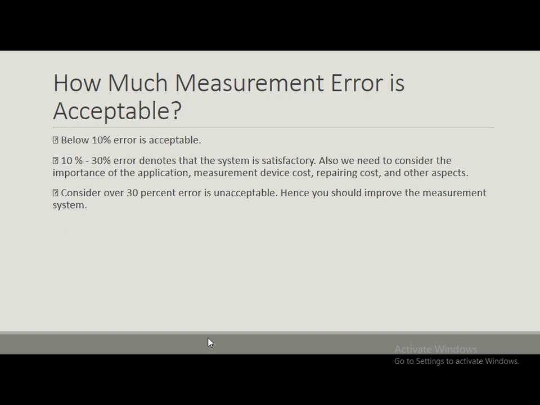Now, how much measurement error is acceptable? According to Six Sigma and the AIAG 2000 guidelines, following are the thumb rules for accepting the measurement system. Below 10% error is acceptable. 10 to 30% error denotes the system is satisfactory. Also, we need to consider the importance of the application, measurement device cost, repairing cost, and other aspects. Over 30% error is unacceptable. Hence, you should improve the measurement system.